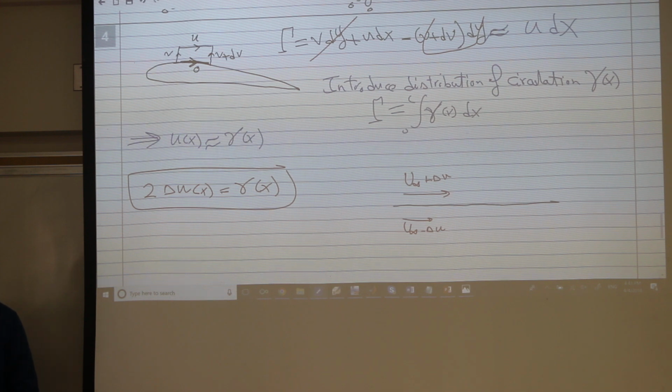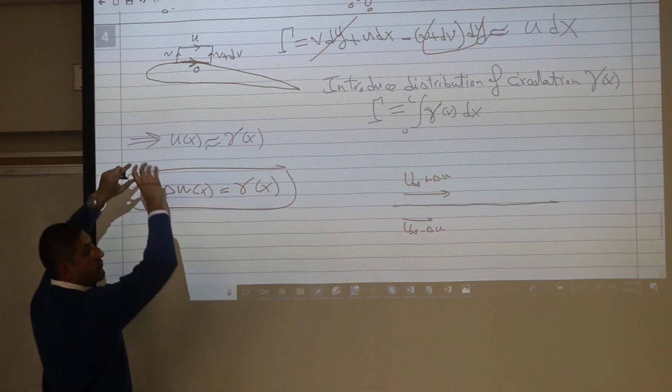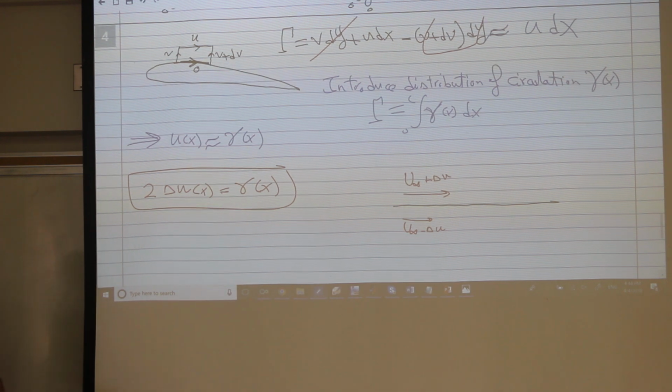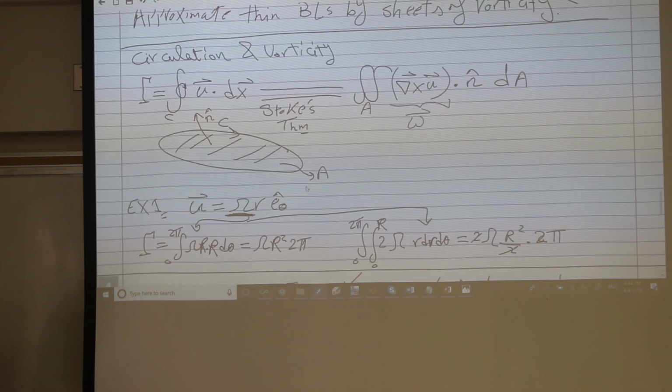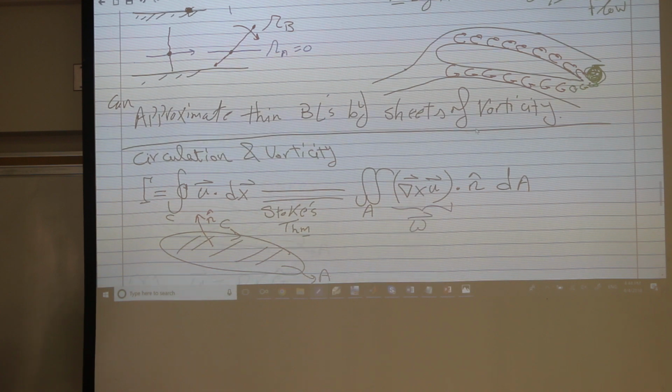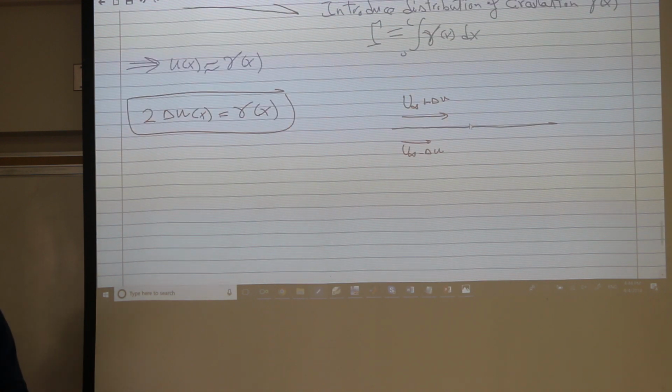So lift is mainly due to circulation. Circulation actually comes from the area integral of vorticity. The vorticity resides in the boundary layer. So the lift in some sense is due to the vorticity in the boundary layer. Okay? So the lift production is essentially a viscous process. The boundary layer, which is a viscous thing, can be represented by a sheet of vorticity. The boundary layer, to us now, can be represented like this by a distribution of circulation.